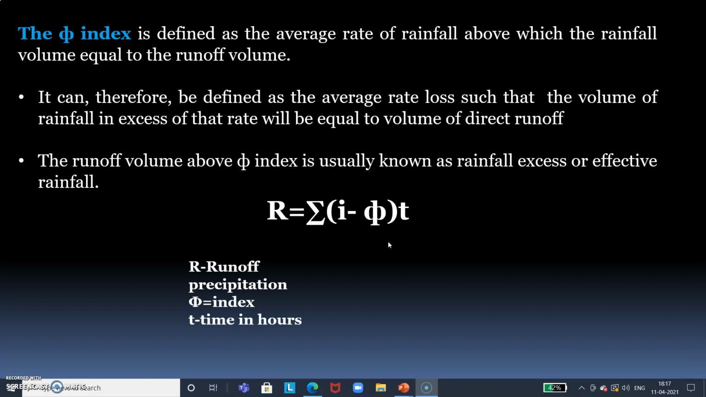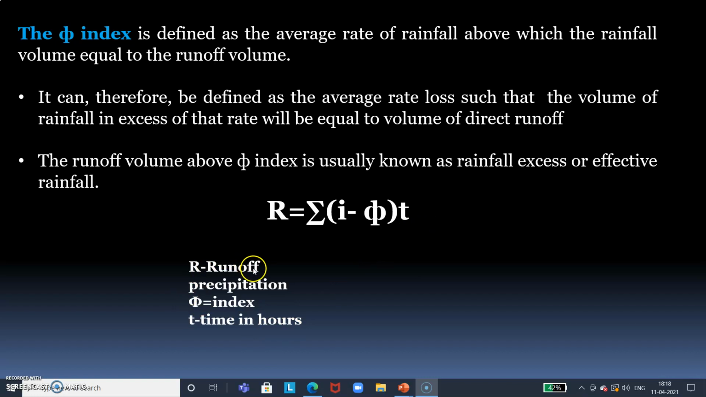The phi index is defined as the average rate of rainfall above which the rainfall volume equals the runoff volume. It can therefore be defined as the average rate of loss such that the volume of rainfall in excess of that rate will be equal to the volume of direct runoff. The runoff volume above phi index is usually known as rainfall excess or effective rainfall. So this effective rainfall or runoff is given by summation of (I minus phi) into T.